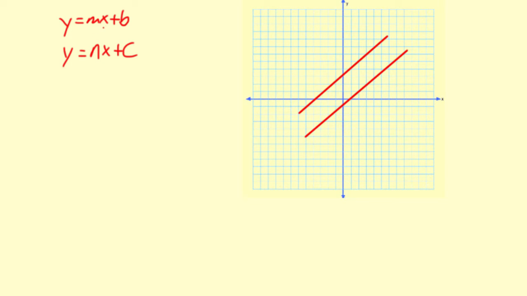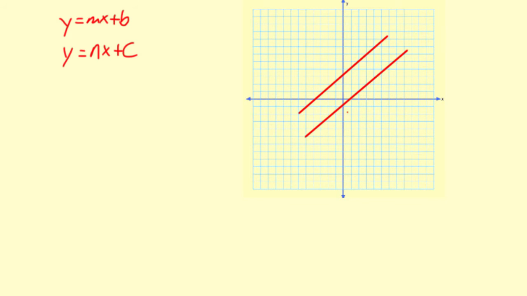I have y equals mx plus b and y equals nx plus c, and I hope this doesn't confuse you too much. It's the same equation, it's just that the representatives for slope and y-intercept, I use two different letters. Reason being is because in this case they may be different values or they may be the same. So let's talk about parallel first.